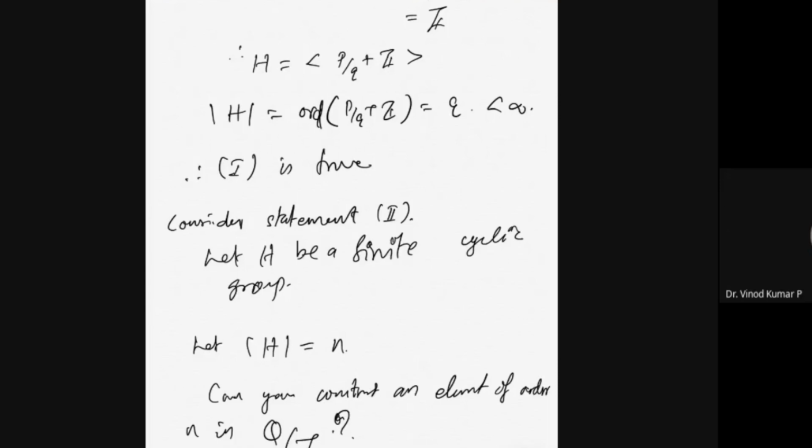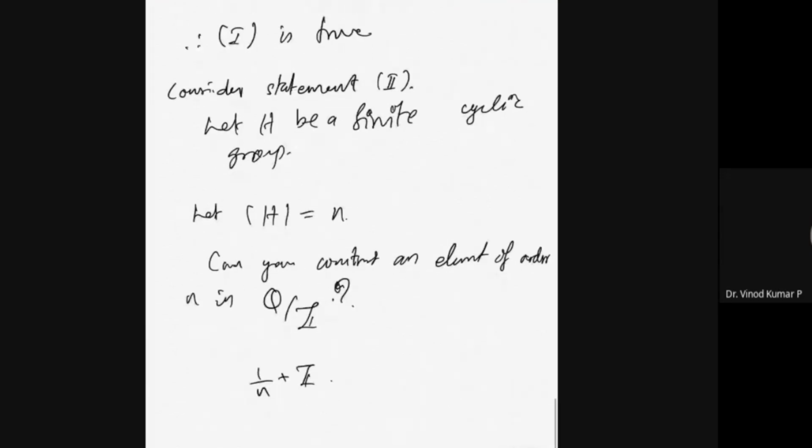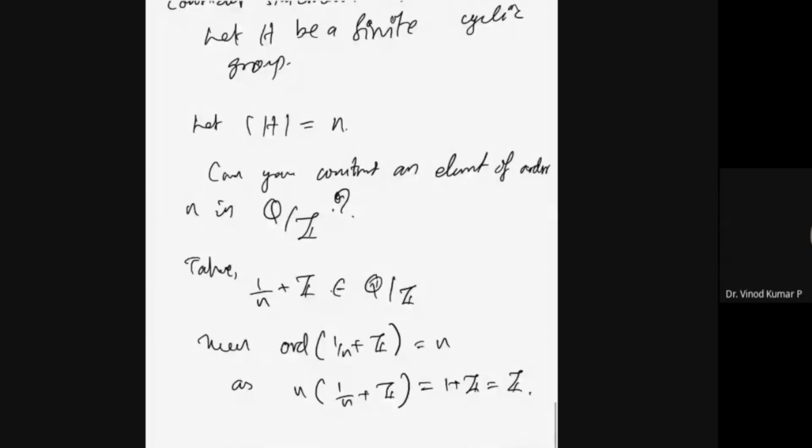Yeah, a few answers are there. So again, Vishwajit Ganguly and Diya Saha said consider the element 1/n + Z. Take 1/n + Z belongs to Q/Z. Then the order of 1/n + Z will be n, because n times (1/n + Z) is 1 + Z, which is the identity element Z.